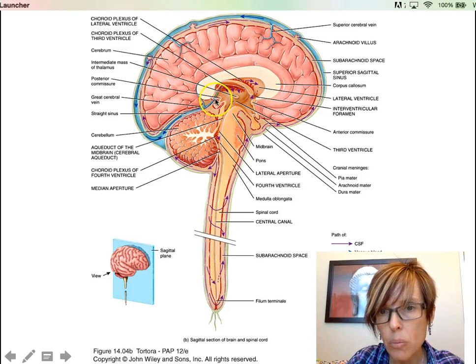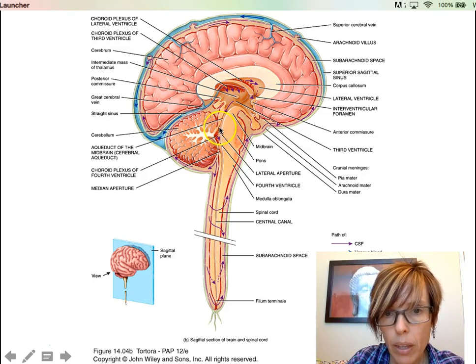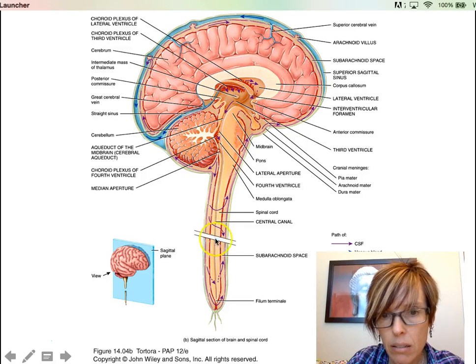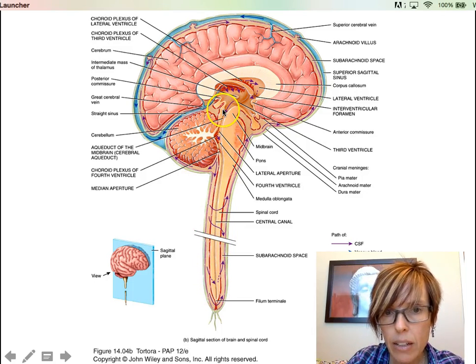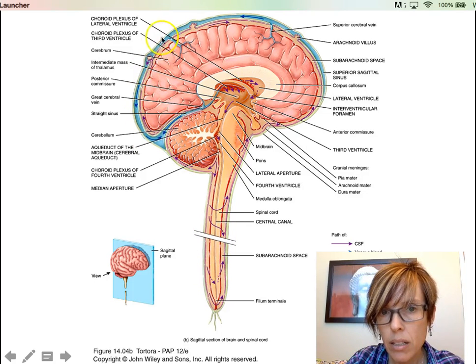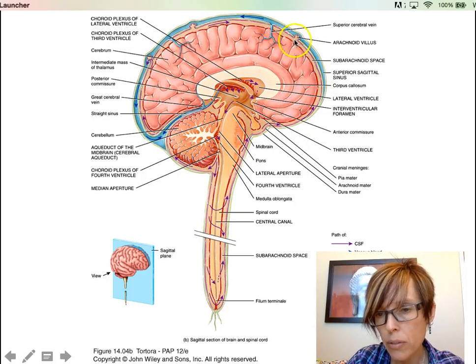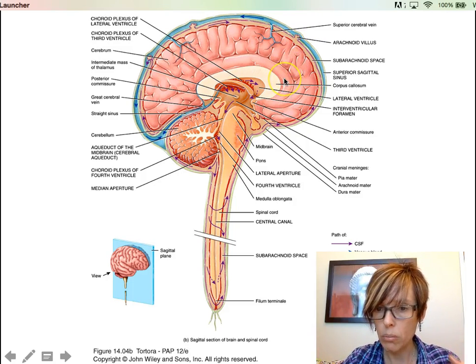You have these fluid-filled spaces in the brain. Those are going to be called ventricles. Then that bathes the inside part of the brain, and it also gets to the outside and bathes the outside of the brain. And again, these arachnoid villi will reabsorb any of the cerebrospinal fluid and return it back into the blood system.